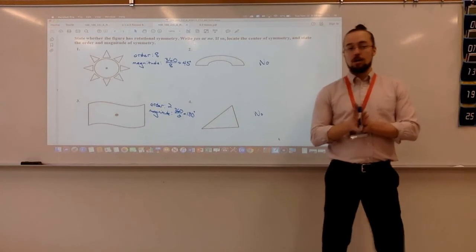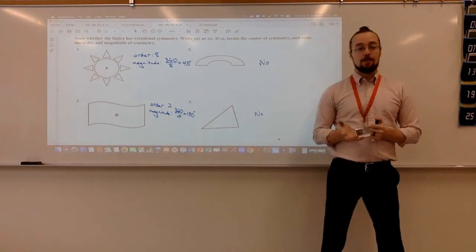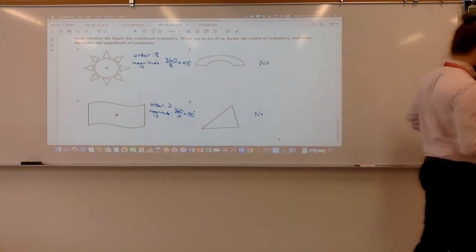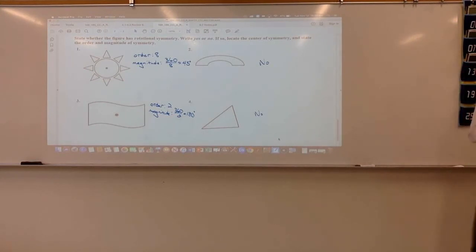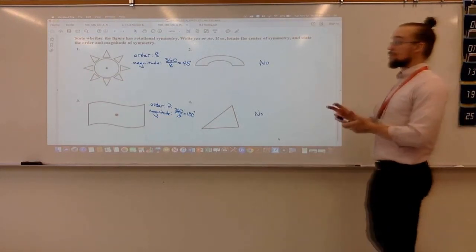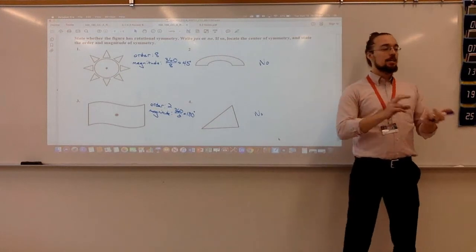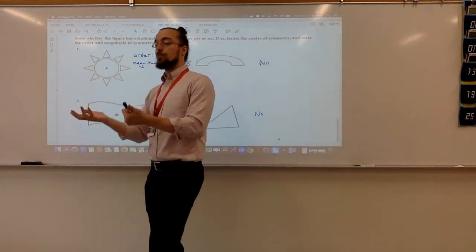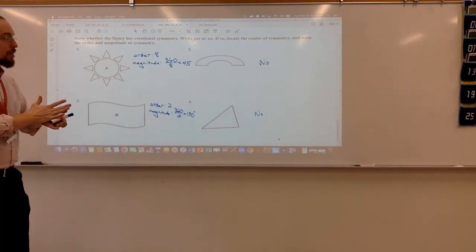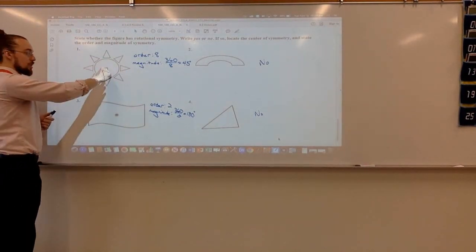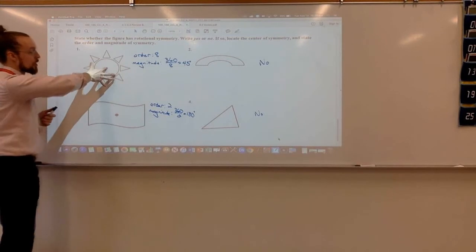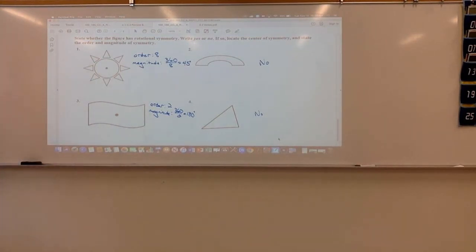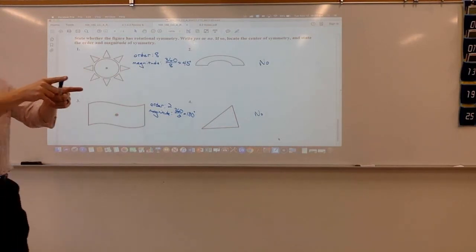Questions on symmetry? Okay, so the only thing that I think can trip us up is making sure that we're distinguishing between line and rotation. Right? Line is when we're drawing a line through the figure. We can fold it on top of itself. Rotational is when we're sticking our finger in the middle and turning and seeing if we get back to where we start. All right? Questions?